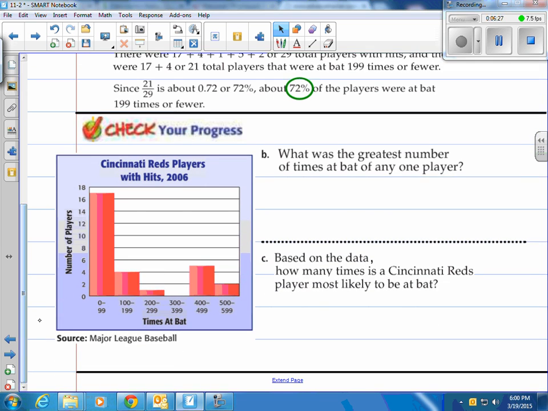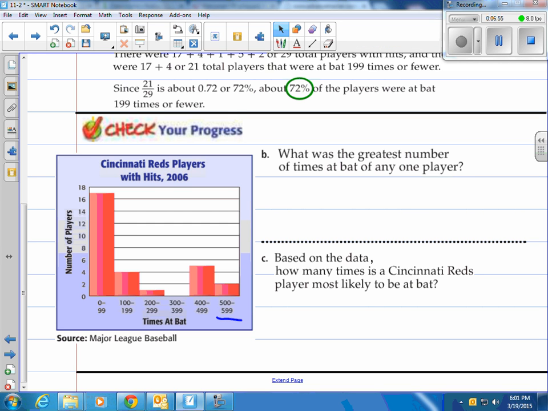All right, how about our last one here? You can just walk through it with me, see if you can get the answers before I do. All right, B, and this is the same graph from up at the top there. It says, what was the greatest number of times at bat of any one player? Well, I'm looking at this graph and I'm thinking, I can't figure out how many. I can see this. This is it right here, somewhere between 500 and 599.